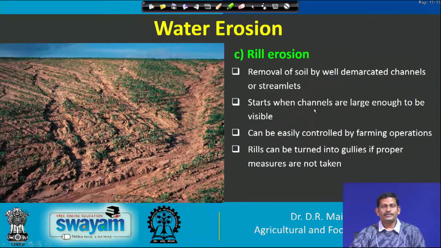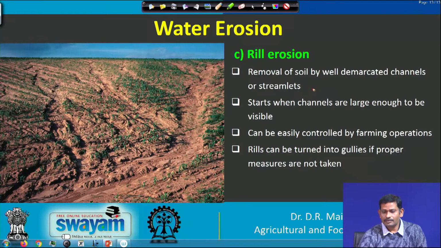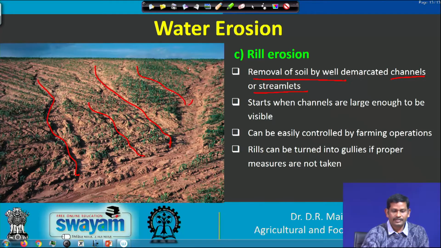So, the next is rill erosion. Basically it is the removal of soil by well demarcated channels or streamlets. If you see here, these are the rills which are forming. All these rills are transporting sediments to the main, a little developed rill, and in future it is going to be a gully.